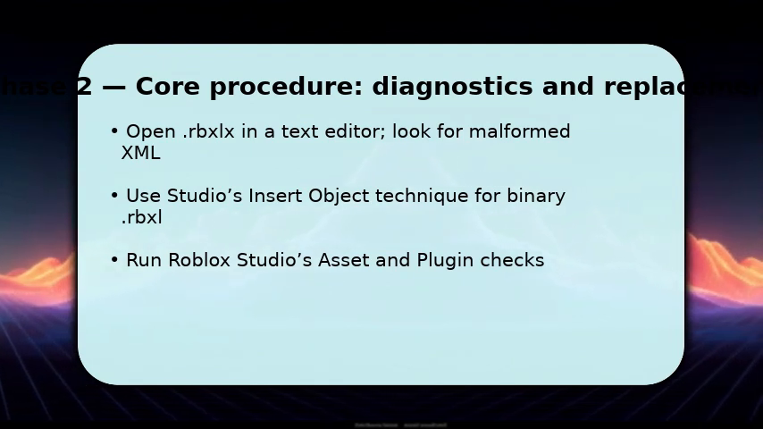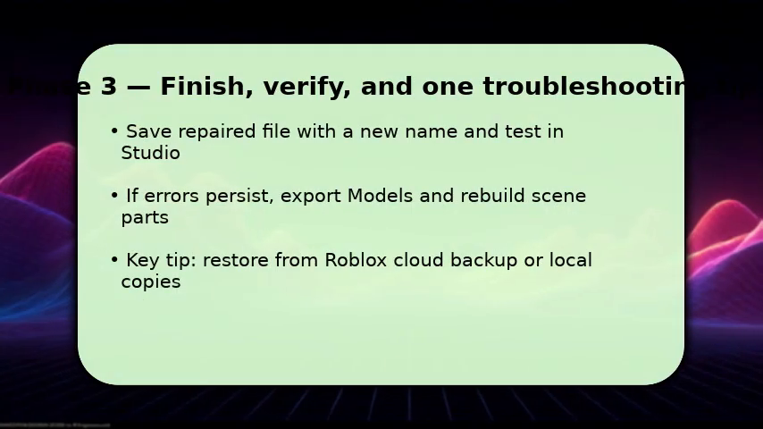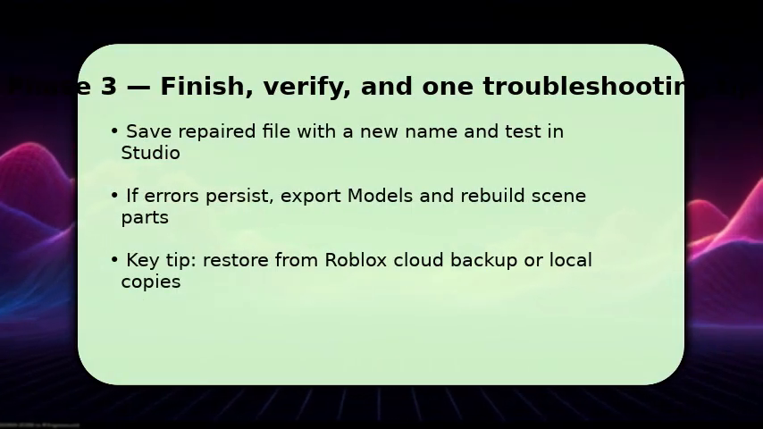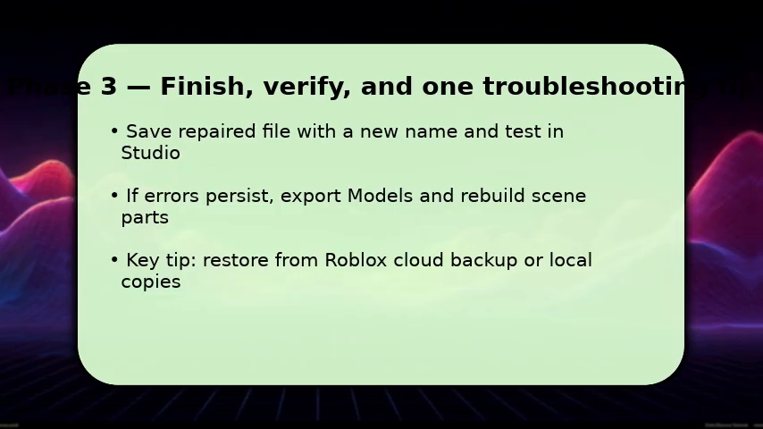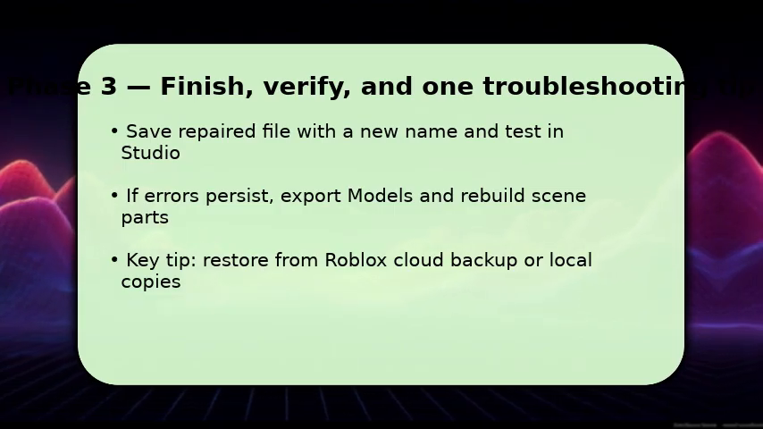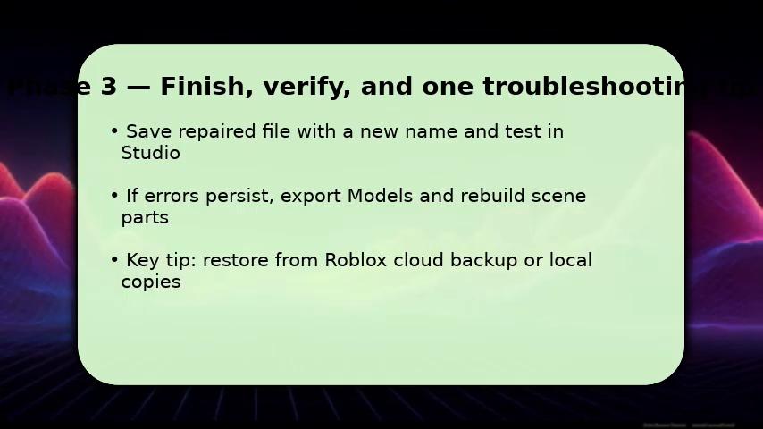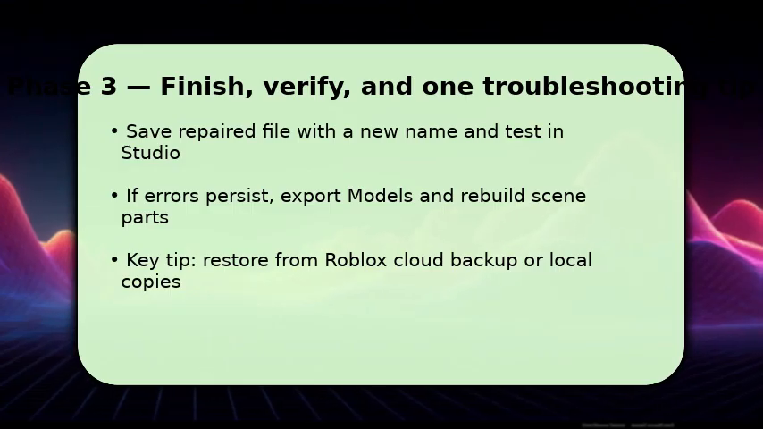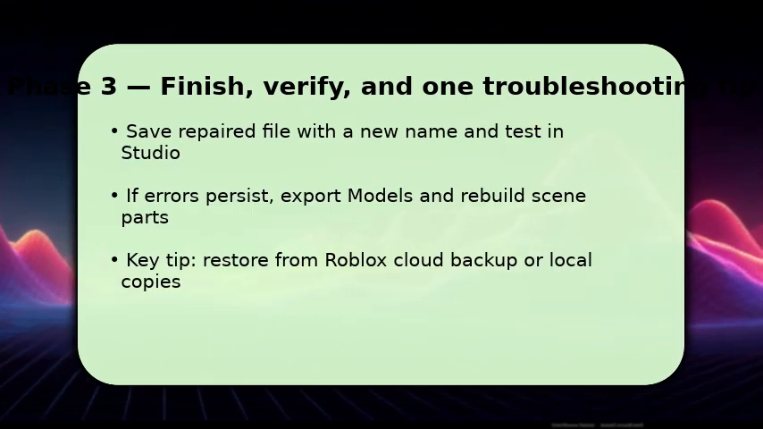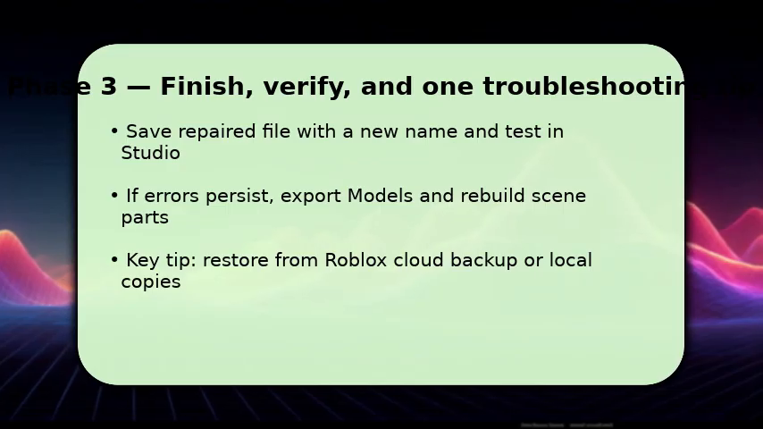You finish by saving the repaired file under a new name and loading it in Studio to verify functionality, test scripts, bindings, and terrain. If issues remain, export working models as RBXM or RBXMX and reconstruct the place gradually, checking after each import. Make sure to re-enable autosave or version control once stable.